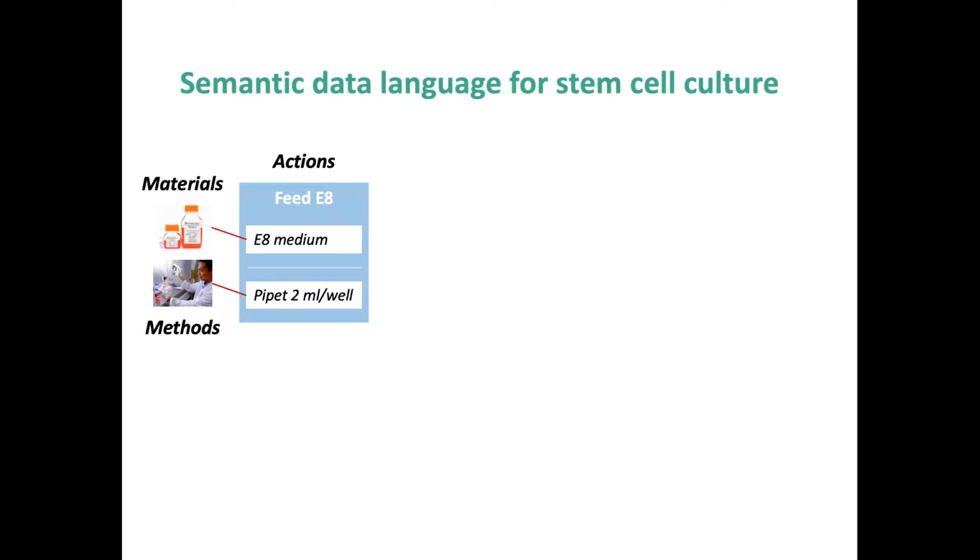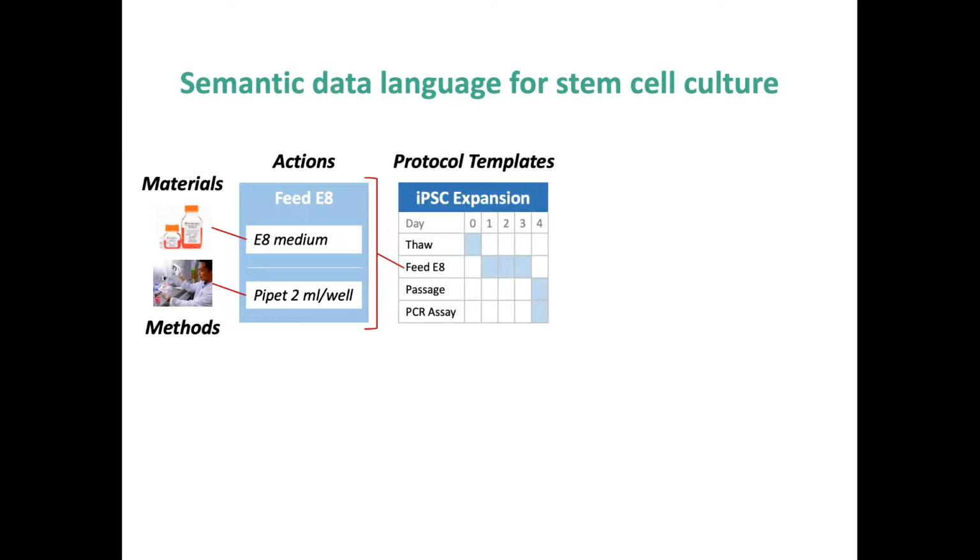Here is how the CultureTrax semantic data language for stem cell culture is actually structured. The basic building blocks are what we call actions. These are familiar procedures that you might carry out in cell culture, like feeding your cells, passaging, or running analytical methods. The materials that you use to carry out the actions are also data elements within the system, as are the methods that you use to carry out the actions. The actions, in turn, are used as building blocks to create a day-by-day protocol template. This is the actual procedure that you will use for your entire experiment.